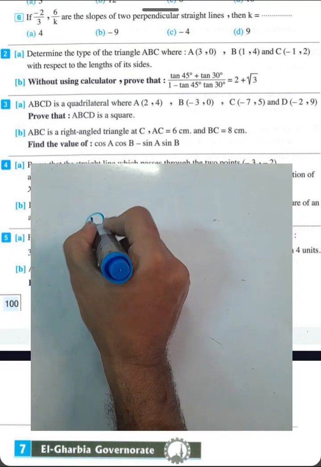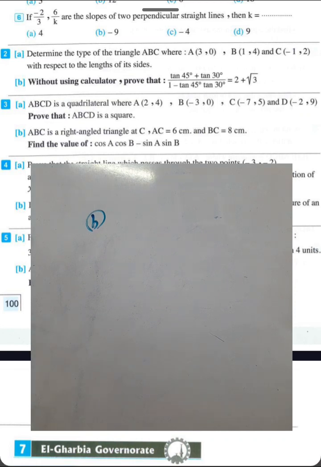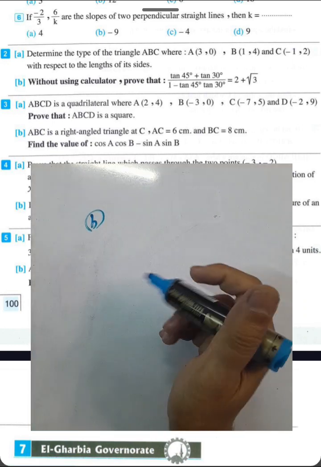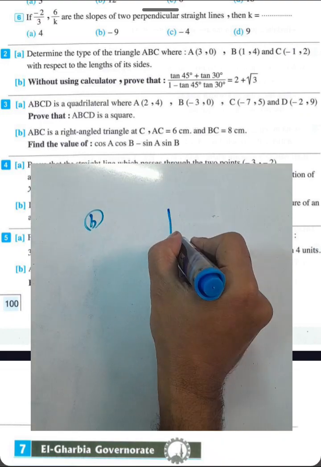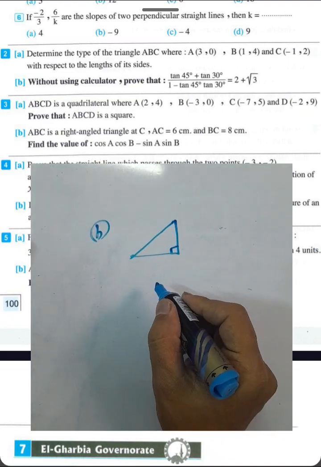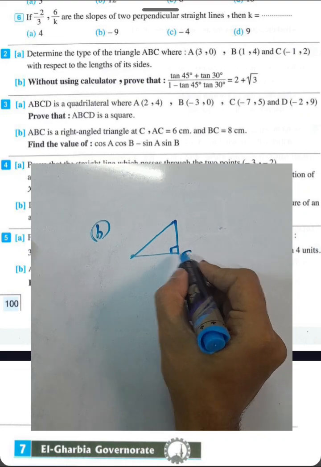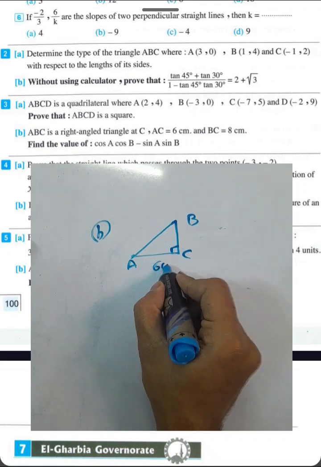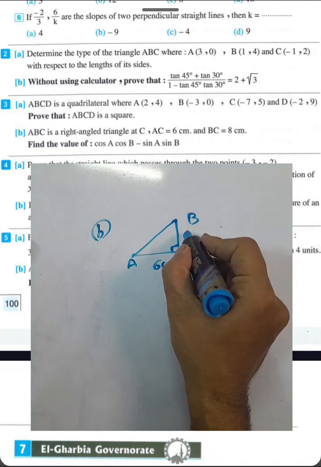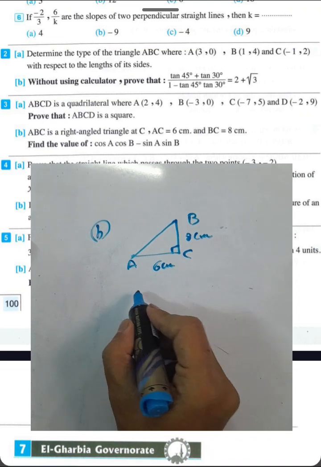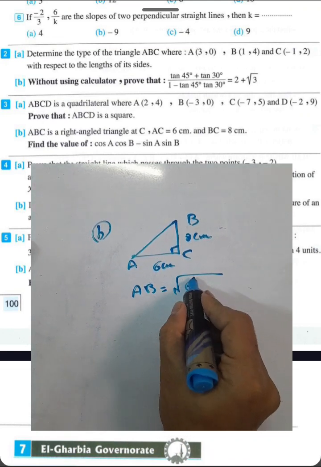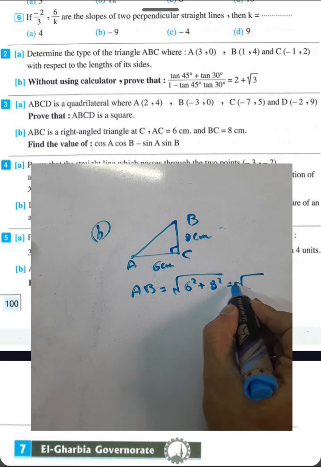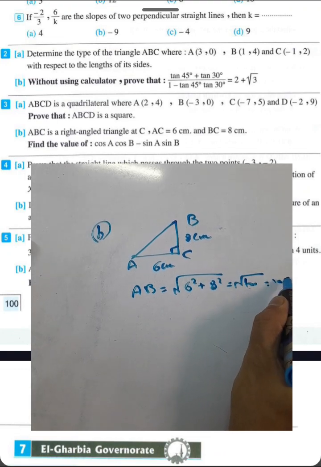Next question, letter B. ABC is a right angle triangle at C, and you want to find the value of cosine A times cosine B. I will draw this triangle, right angle triangle at the point C. He gave us AC as 6 centimeters and BC as 8 centimeters. Then we can find AB from Pythagoras: square root of 6 power 2 plus 8 power 2, which is the square root of 100. It will be 10.